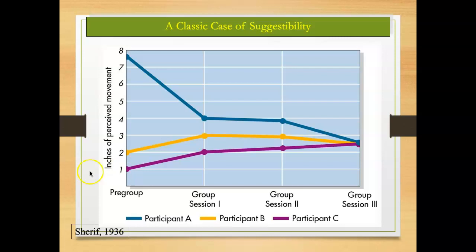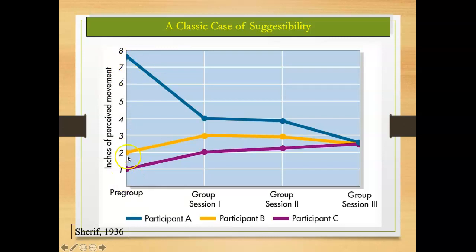It's an illusion. So Sherif had people in the dark room, presented the light, and asked people to estimate, and they do this individually. They're all in the room by themselves. They go through numerous trials where a light's presented. How far did it move? And in this one example, we'll talk about 3 hypothetical participants.